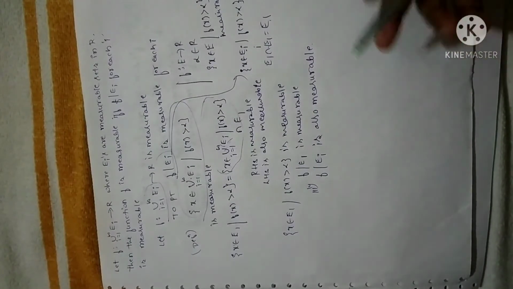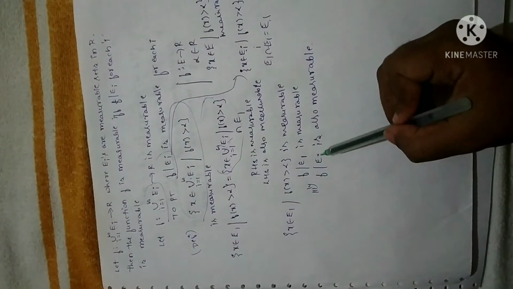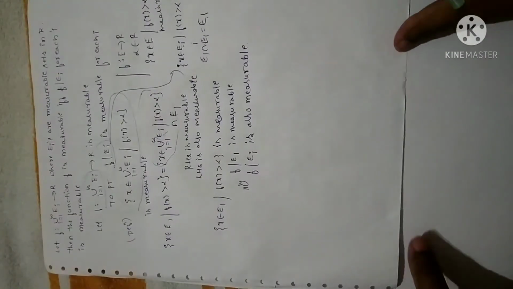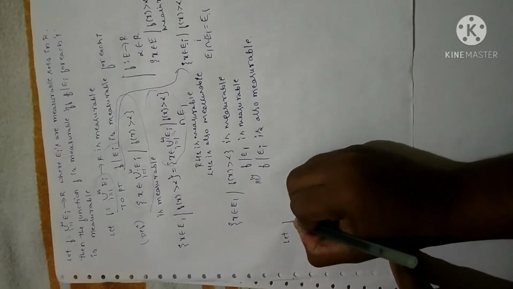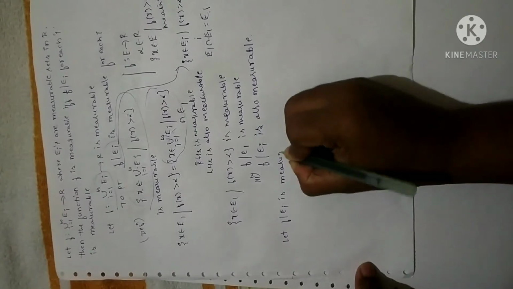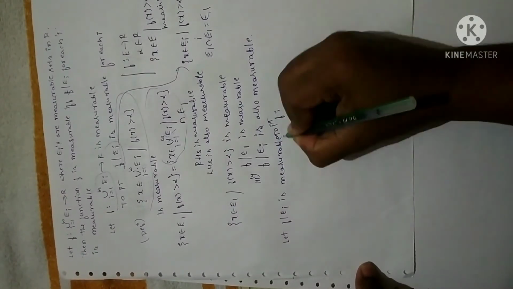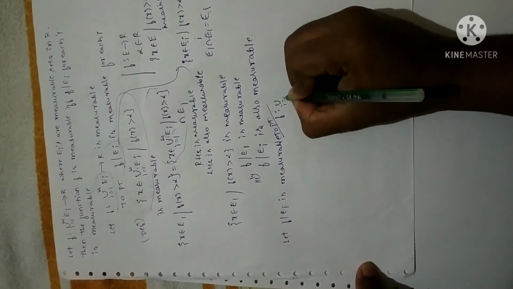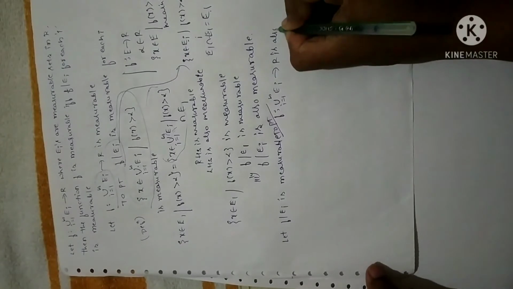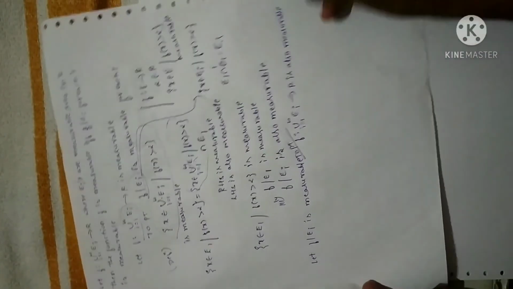Fine. Now for the converse part, first we assumed f is measurable. What I have arrived at is f restricted to Ei is also measurable. For the converse part, let me prove the reverse. Let me assume f restricted to Ei is measurable. What I have to prove is that f from the union over i from 1 to infinity of Ei to R is also measurable.